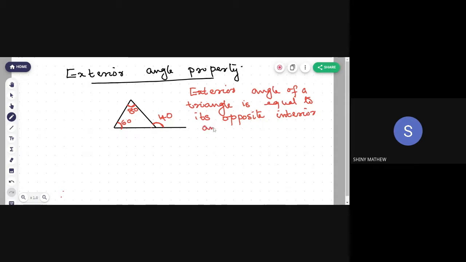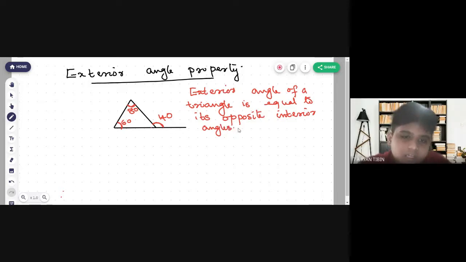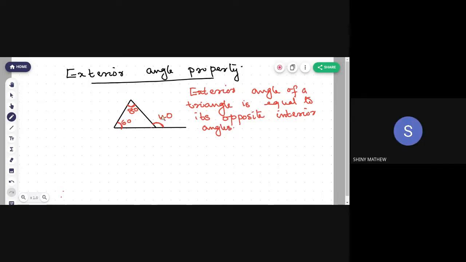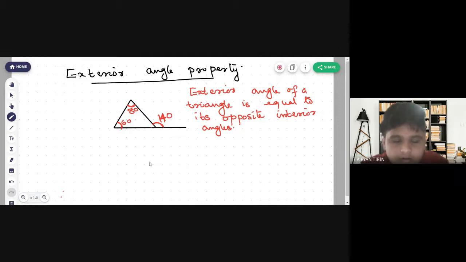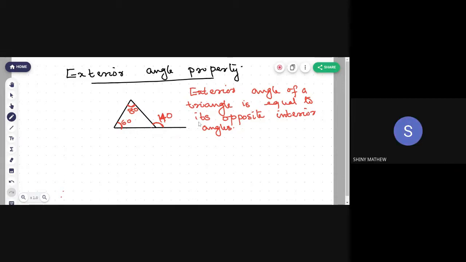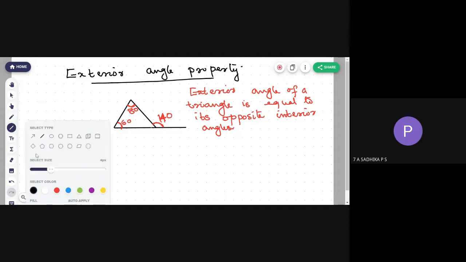Miss, is that 40 or 140? 140. Okay, miss. Because that is 80 plus 60. What is 80 plus 60? 140. So that itself. Okay, so you write: exterior angle of a triangle is equal to its opposite interior angles. That is, the exterior angle of a triangle will be the sum of its opposite interior angles. Is it so difficult? Miss, after writing that, we have to draw that picture.